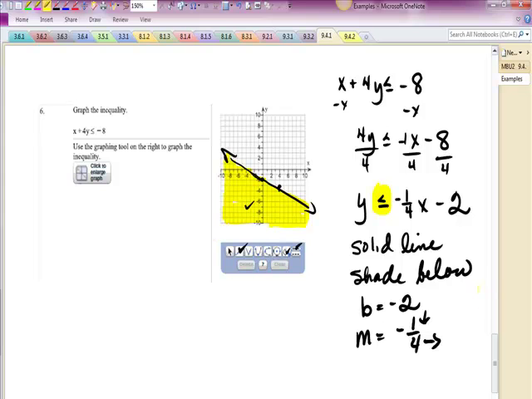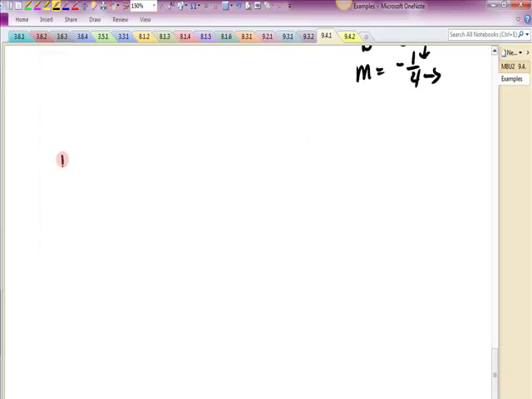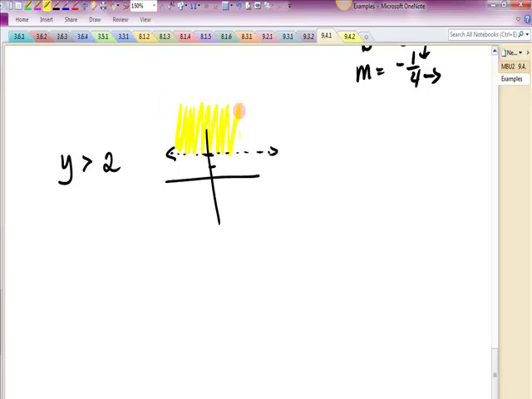Okay. One last thing, there aren't any problems, but I'd like to mention to you that if you were asked to graph y is greater than 2, y is equal to 2 cuts through the y-axis at 2. Because it doesn't have equal, it would be a dotted horizontal line. Because it says greater than, you would shade above. All right, there wasn't one of those in the exercises, but I wanted to mention it.